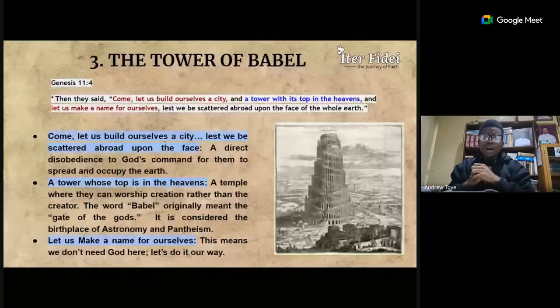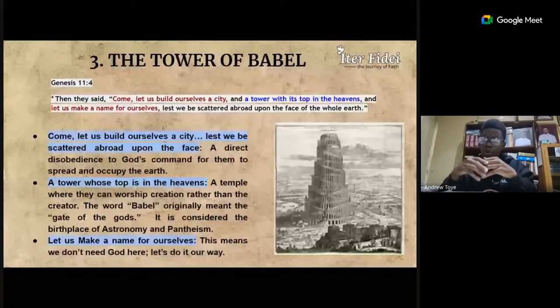A tower whose top is in the heavens. This means that when the rain comes, they will go up there and be saved. So they are not believing that God will not destroy the earth a second time with water. So they were trying to build a monument of heaven here on earth, a tower that can match the height of heaven, a monument to really have heaven within it. And of course, they were worshiping there. They were worshiping creation rather than the creator.